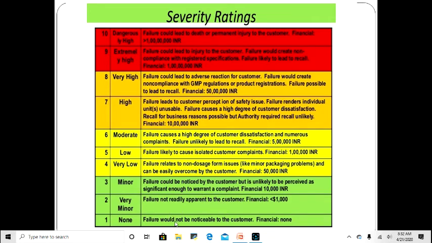So failure will not be noticed by the customer. Okay, so it is from the scale of 1 to 10, right? And each number is defined. One, very minor, very low. So the numbers are defined. Okay, how to put the number. So you cannot randomly mark, right? You have to look at this number and you're now going to mark it against the severity there.